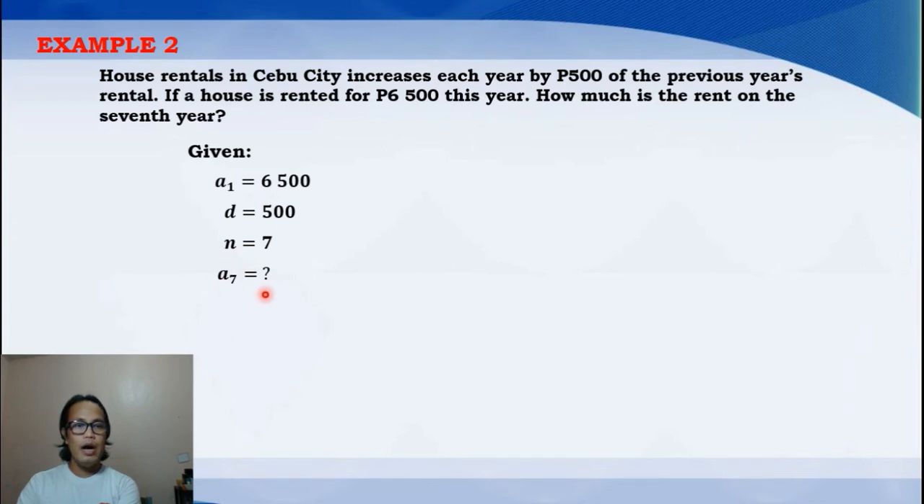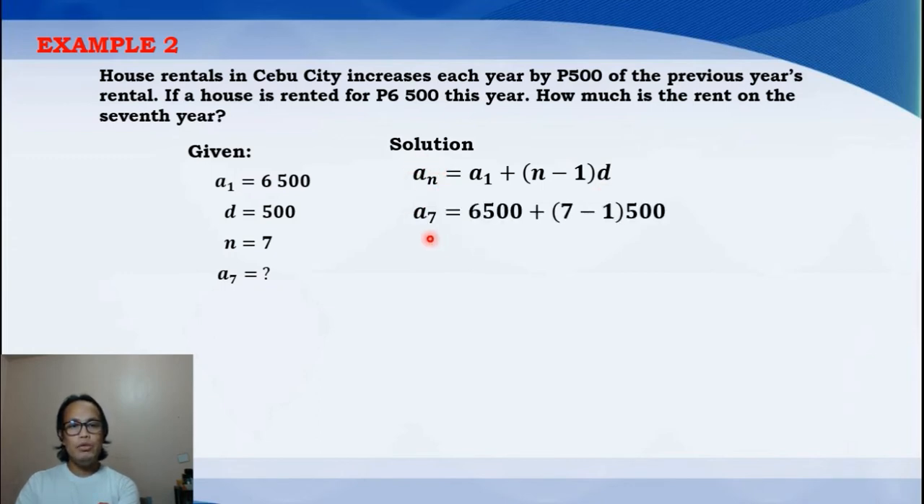This is our unknown. So for the solution, we use this formula, A sub n equals A sub 1 plus the quantity n minus 1 times d, which is the common difference. So we will substitute. Instead of writing A sub n, we will use A sub 7, which is the amount of rent in the 7th year, equals the amount of rent on the first year. So that is 6,500, or the first term. Then our number of terms is 7 minus 1, and the common difference, which is the amount of increase per year, is 500.